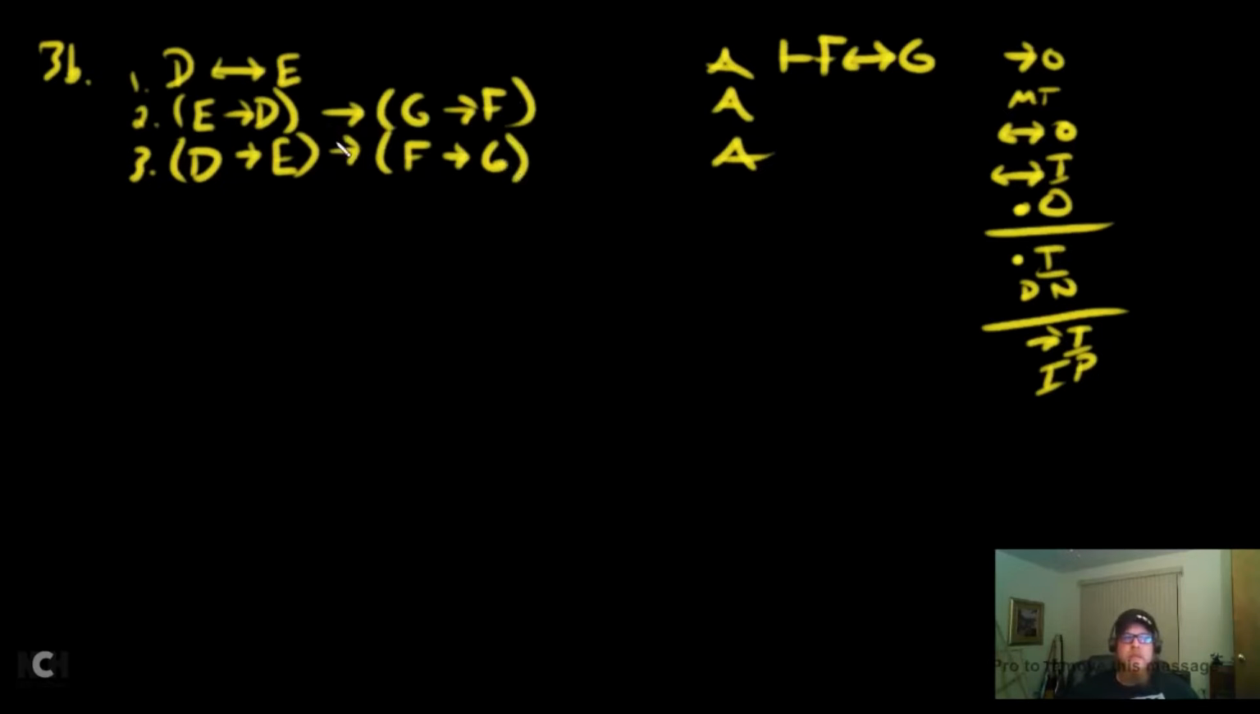All right, now time for 3B on page 87. Okay, so first take a look. So I've got it set up here. We got D double arrow E, E arrow D, arrow G arrow F, D arrow E, arrow F arrow G. And we're trying to solve for F double arrow G. F if and only if G.